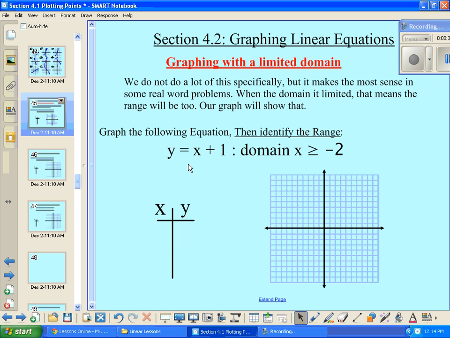When I'm graphing equations with the class, usually I just pick out 0, 1, and 2, because those are pretty easy numbers to plug into an equation quite often. But a domain really means all the particular numbers that we could plug in.